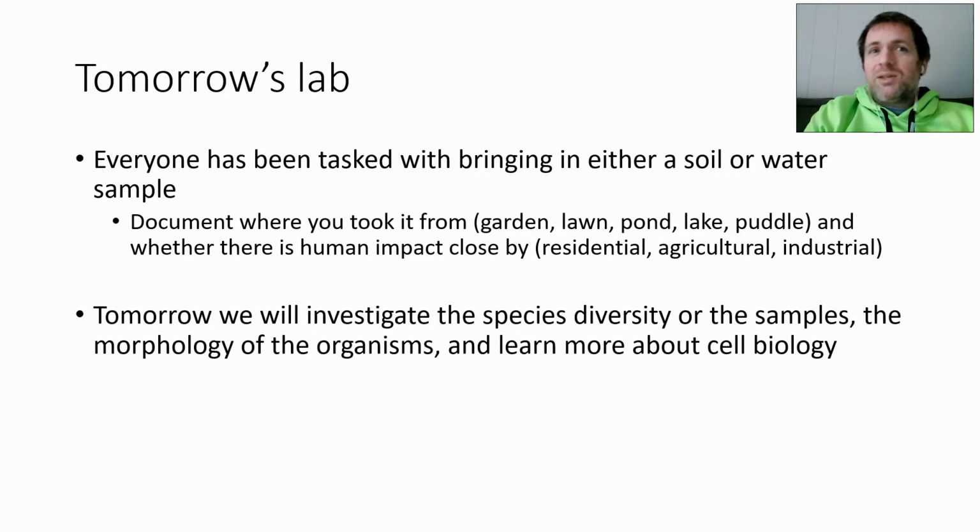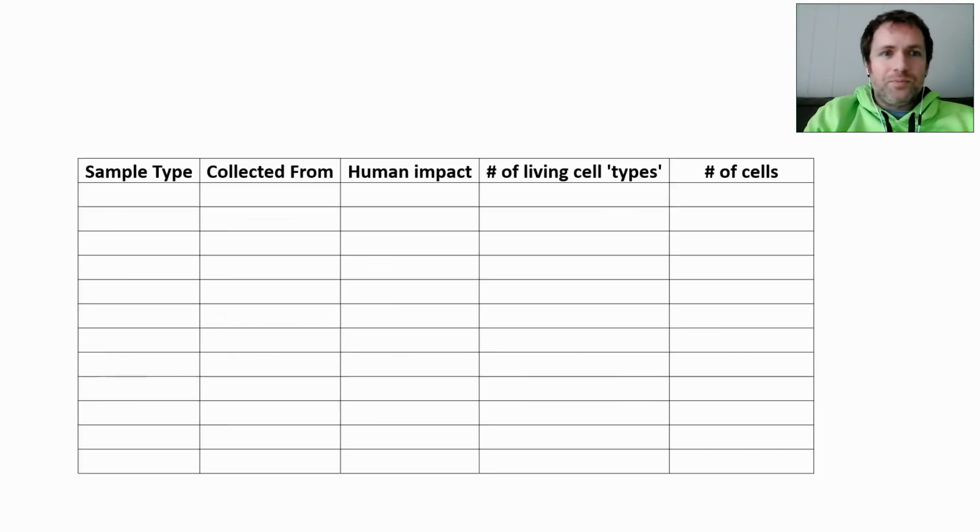We'll be assessing species diversity, cell counts, and then hopefully we'll learn something as we go along. So we'll be filling out this tomorrow: sample type, collected from where, what kind of, if any, human impact there has been on the sample, number of living cell types, and then number of cells in total. So come tomorrow, be ready to look at things under a microscope, and we will be doing some sketching and drawing as well. So bring your artist cap.